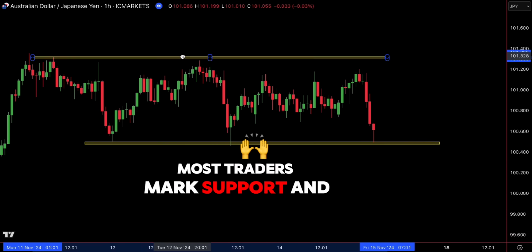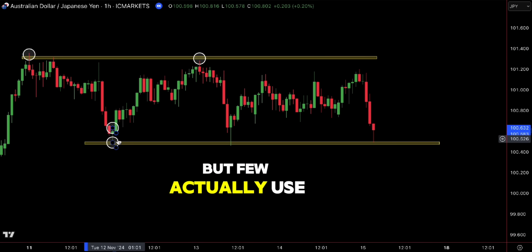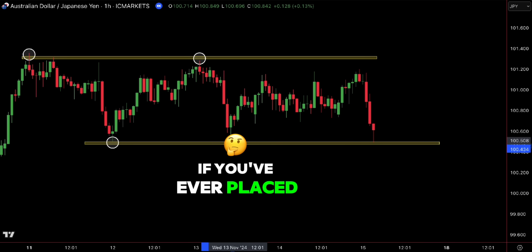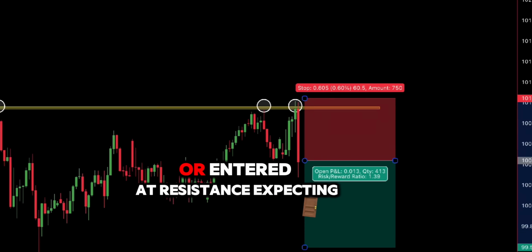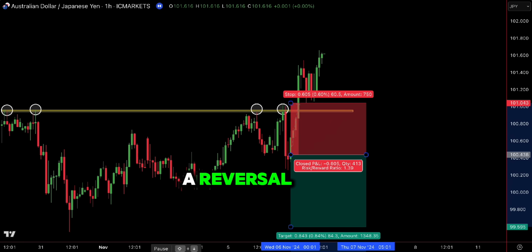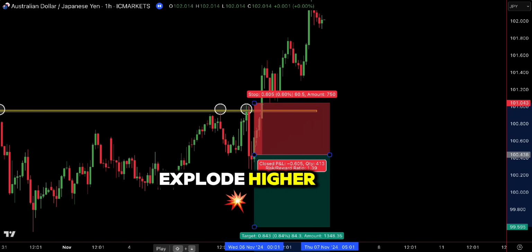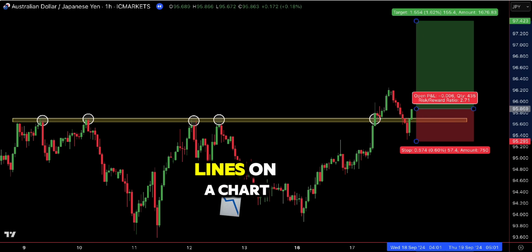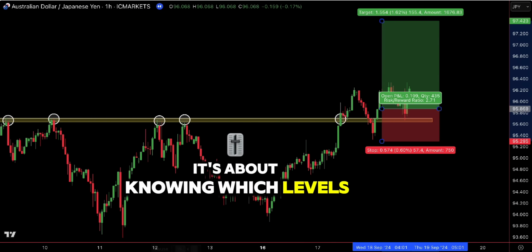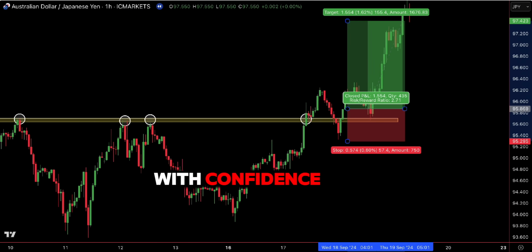Most traders mark support and resistance levels, but few actually use them the right way. If you've ever placed a trade at a support level, only to watch price break right through it, or entered at resistance expecting a reversal, only to see price explode higher, you're not alone. That's because trading support and resistance isn't just about drawing lines on a chart, it's about knowing which levels actually matter and how to trade them with confidence.